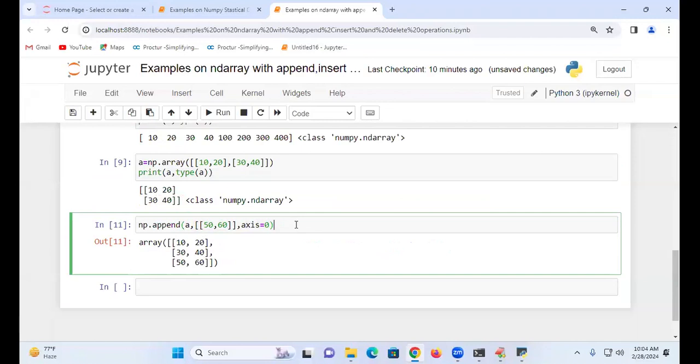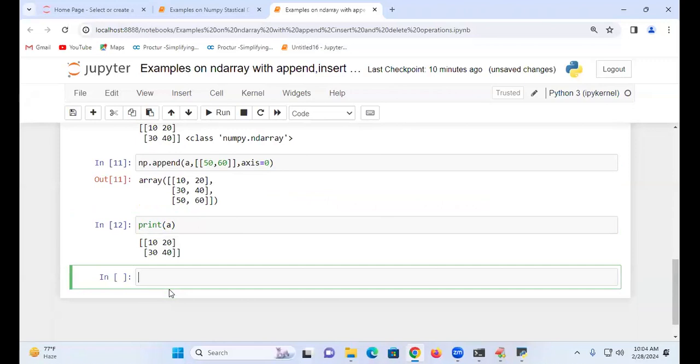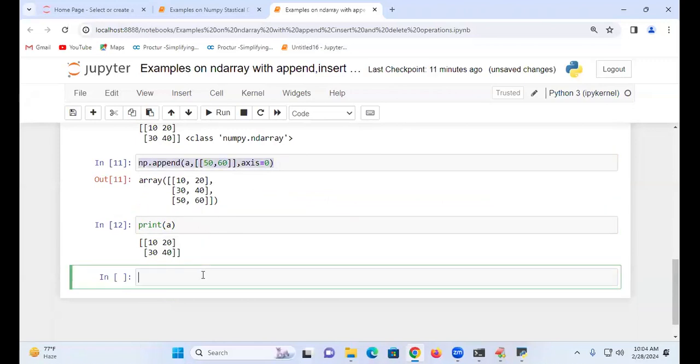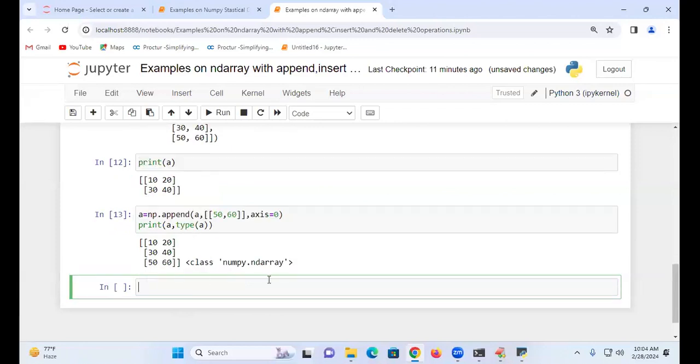I want to go for what now? If I print A once again, original data only is printed. If I want to do a permanent change, what will I do? So A is equal to, I will do it. Print of A comma type of A. Type of A. Are you able to follow? This is my A. Next I want to go for what?